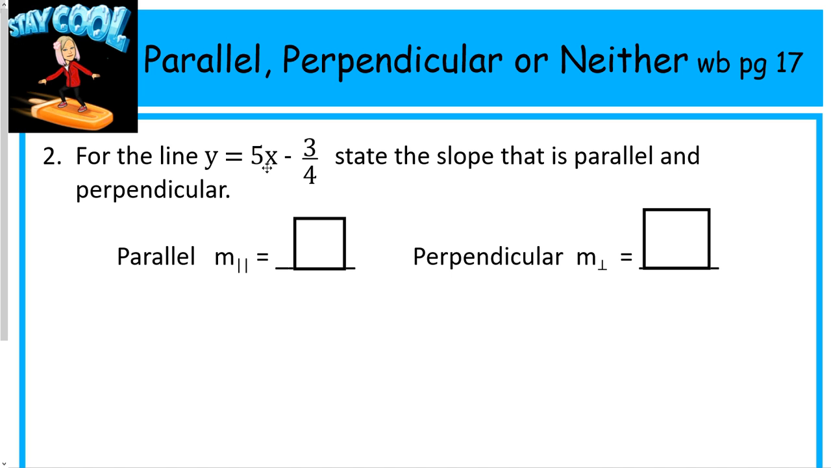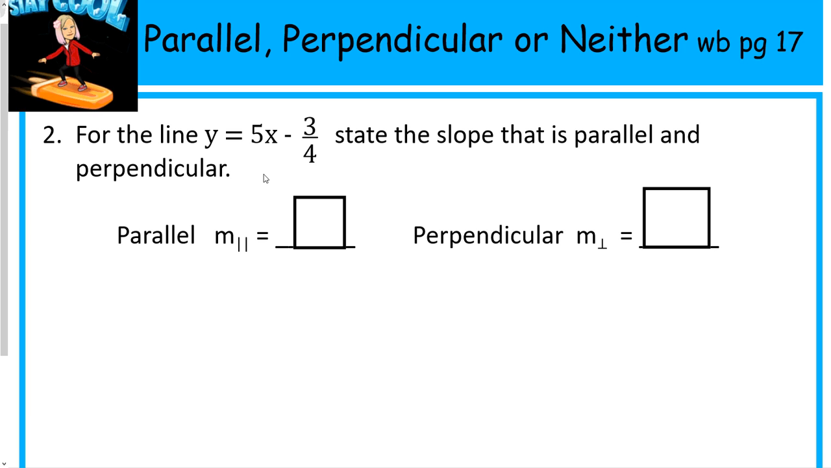For the line y equals 5x subtract 3 over 4, state the slope that is parallel and perpendicular. Okay, so parallel means that it's going to have the same slope, right? It's going to be 5. What if it's perpendicular? What is the new slope going to be? Well, it has to be the negative reciprocal of 5, which is 1 over 5, and then change the sign. So negative 1 over 5.